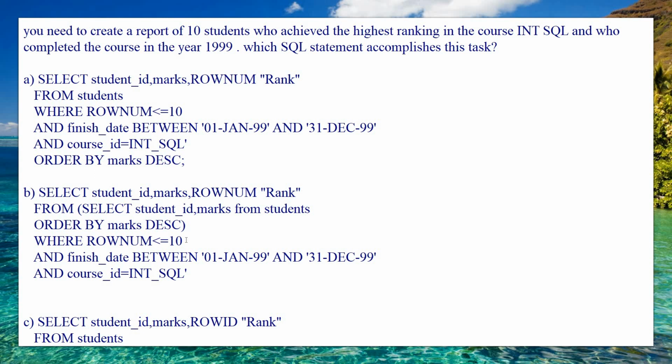So here, in the second query, we are first displaying the highest marks obtained by the student, and then where row number should be less than or equal to 10, and finish date, and then where the course ID is int underscore SQL. So this is the proper way of writing the code. You can say the proper way of writing the query.